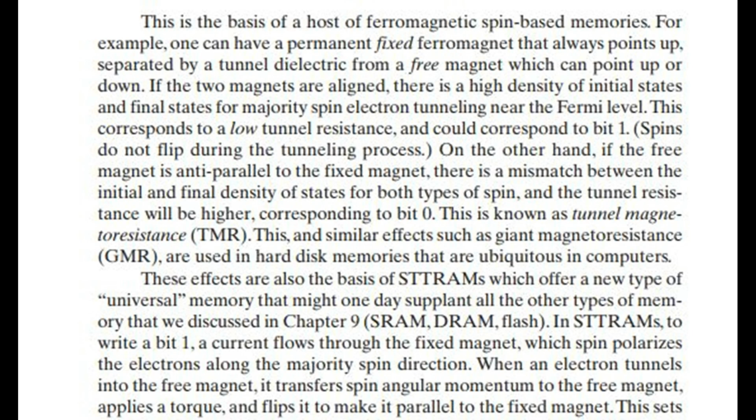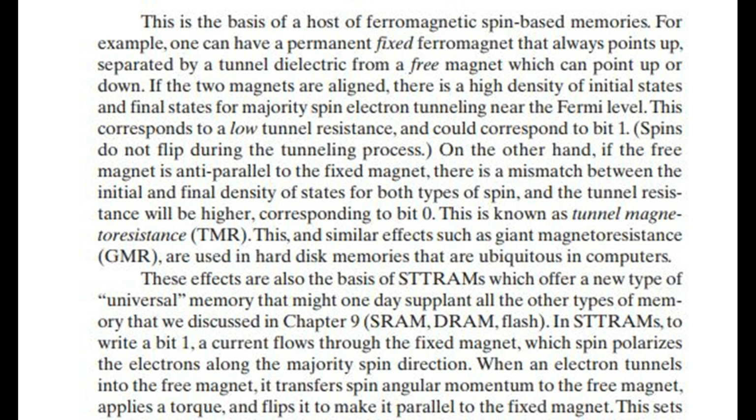For example, one can have a permanent fixed ferromagnet that always points up, separated by a tunnel dielectric from a free magnet which can point up or down. If the two magnets are aligned, there is a high density of initial states and final states for majority spin electron tunneling near the Fermi level. This corresponds to a low tunnel resistance, and could correspond to bit 1. Spins do not flip during the tunneling process.